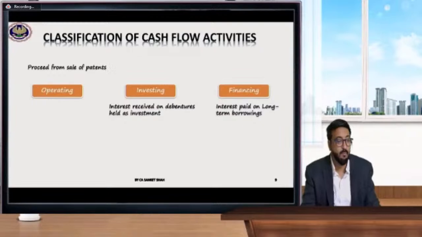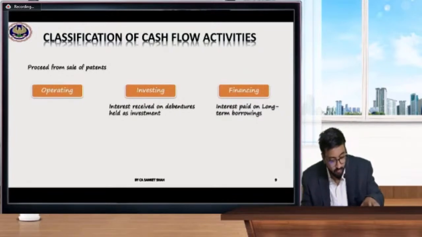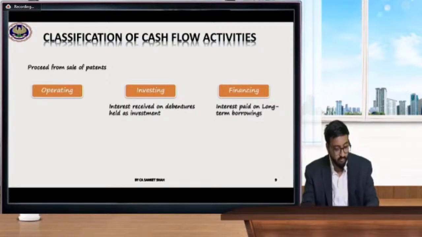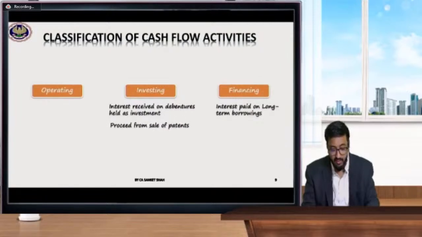Proceeds from sale of patents. Yes. Now give me answer. Number 2 and answer it. This time Manoj Kumar answered it very fast. This is investing income. Number 2 was investing income.